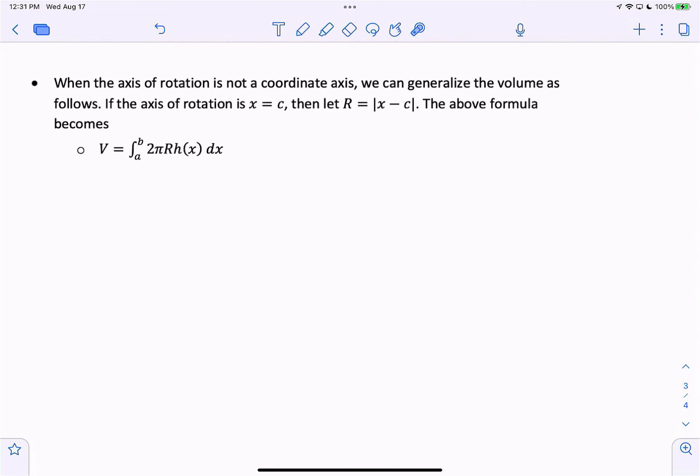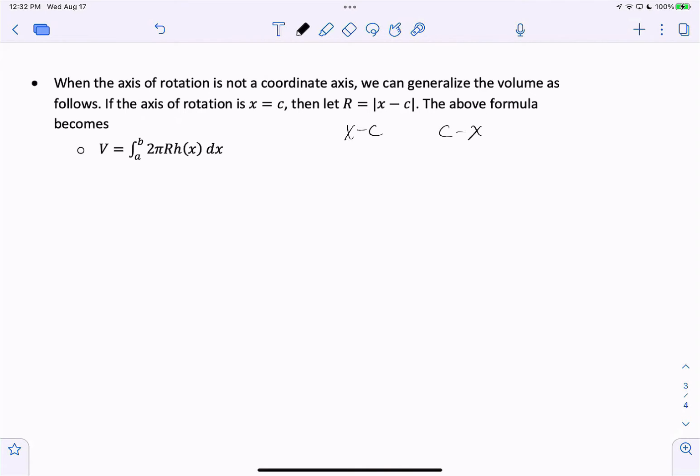As before, our axis of rotation is not always going to be a coordinate axis. And when it's not, say the axis of rotation is the line x equals c, then we need to consider the radius, and the radius is going to be the absolute value of x minus c. It means we're going to use x minus c if the representative rectangle is to the right of the axis, and c minus x if the representative rectangle is to the left of the axis.